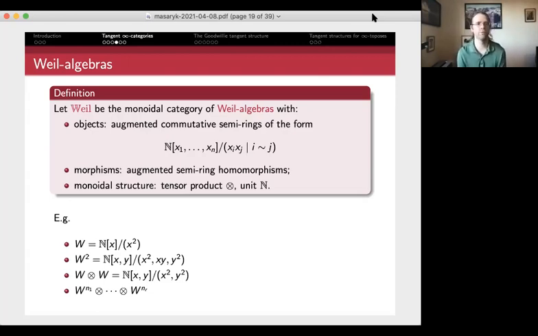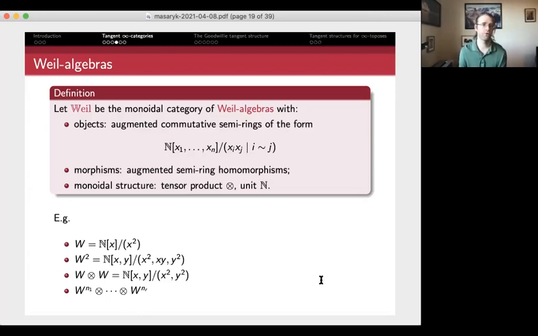And it turns out when you do that, you get, up to isomorphism, every object in this category. So every object is of that form I've written at the bottom here. It's a tensor product of these products of W. Okay, so that's the category of Weil algebras.